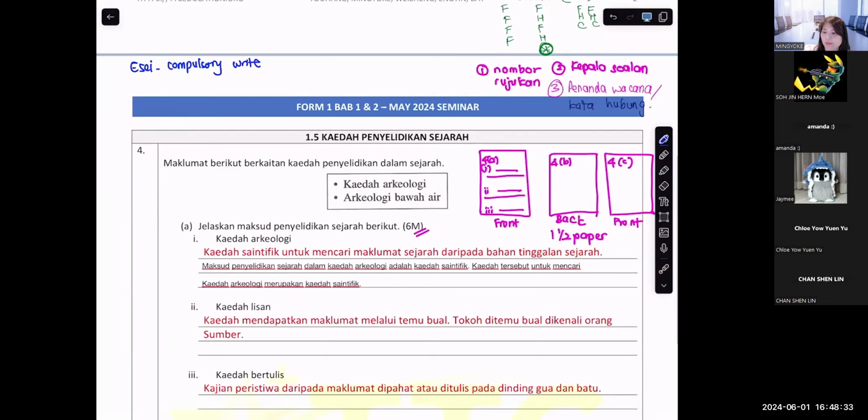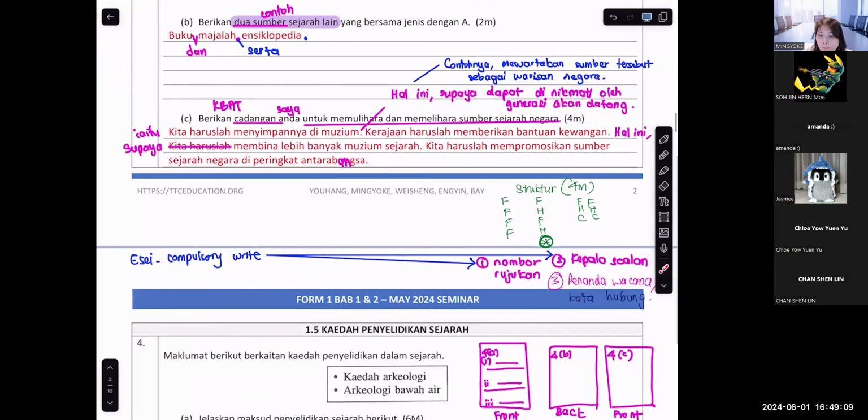Essay is compulsory to write, number 1, the nombor rujukan. Number 2, the kepala soalan. These are the 2 compulsory things you need to write. Okay? Penanda wacana or kata hubung also can, but some teachers say, I only want this. Some teachers say both are also okay. So this is very, very subjective. Depends on your teacher. What is nombor rujukan? Come, you see. What is kepala soalan? You still don't know. Copy back the soalan. That's called the kepala soalan, the question head.